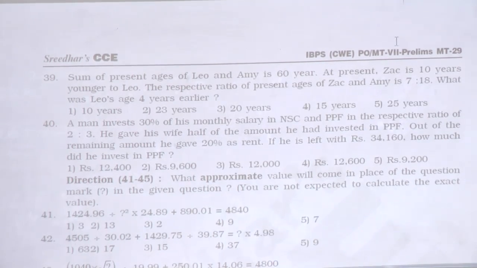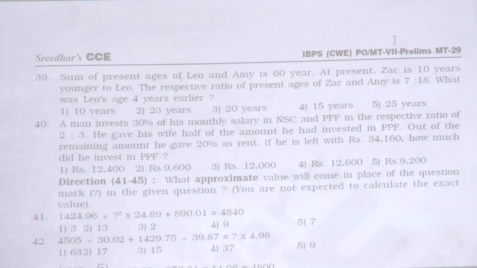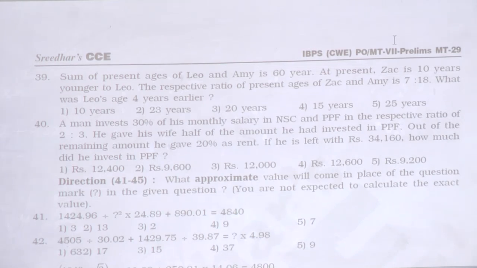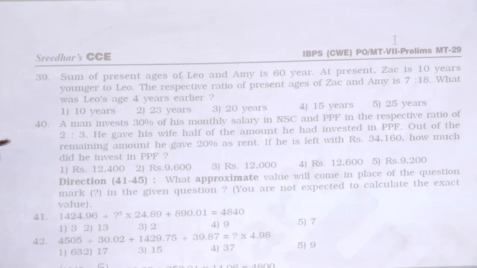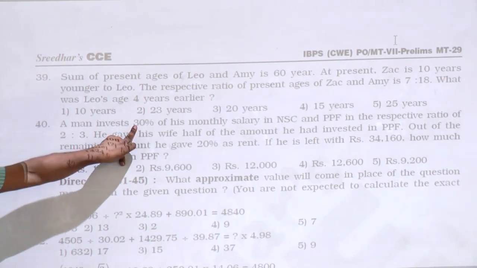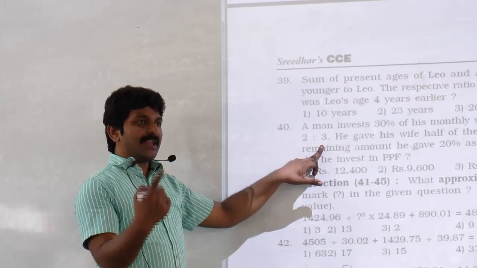Next, a man invests 30% of his monthly salary in NSE and PPF in the respective ratio 2:3. 30% is divided in 2:3. So NSE occupies 12% and PPF 18%. Yes or no? 5 parts is 30%, 1 part is 6%, 2 parts 12%, 3 parts 18%.